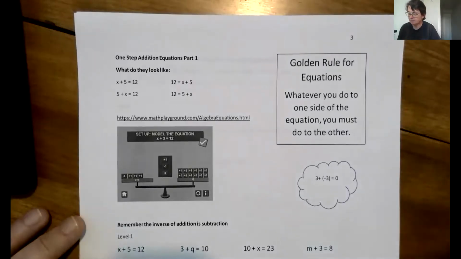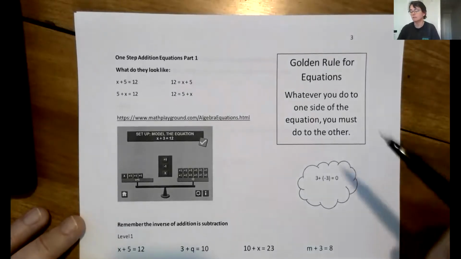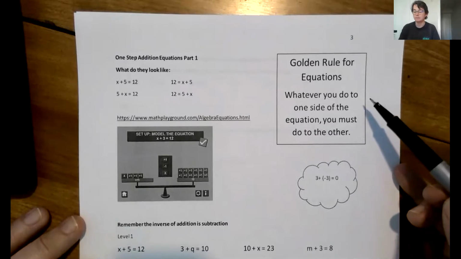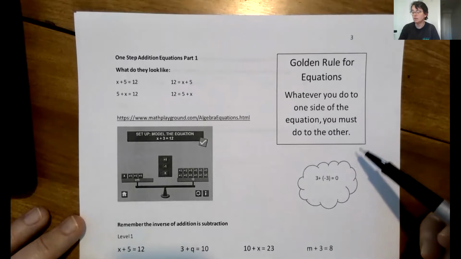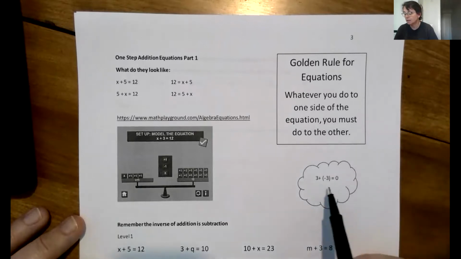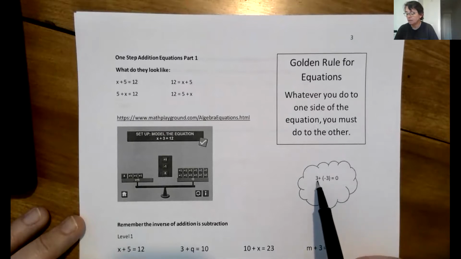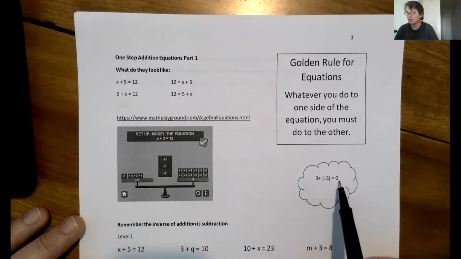All right. So there's a couple of things you need to know. This golden rule is for all equations. Whatever you do to one side of the equation, you must do to the other. And this is just a little reminder, and this is the key to what we're doing today: if you take +3 and add the opposite, -3, you're going to get 0. And remember, if you add 0 to something, you're not changing it at all.